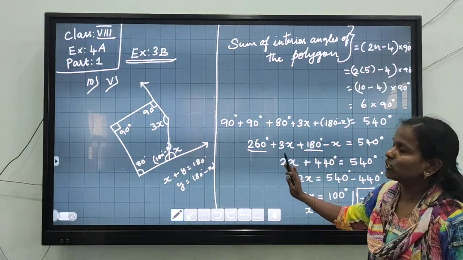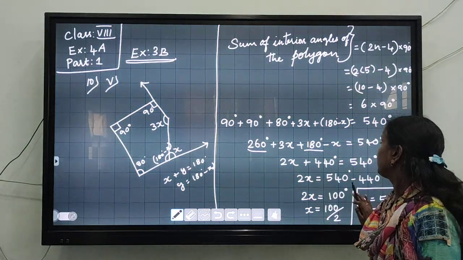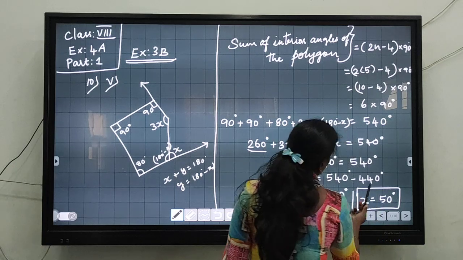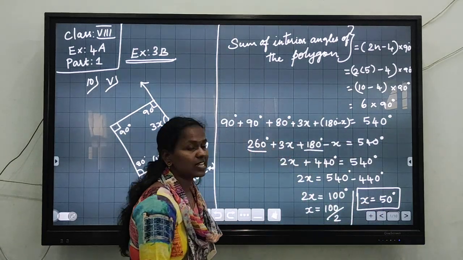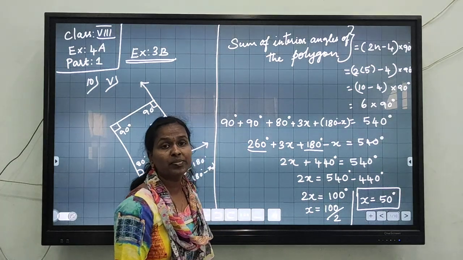We want only the x value. So I am taking this 440 degrees to the right-hand side, so it will become minus. If you subtract this, you will get the answer as 100 degrees. I want only x, so taking this 2 to that side, it will become division.